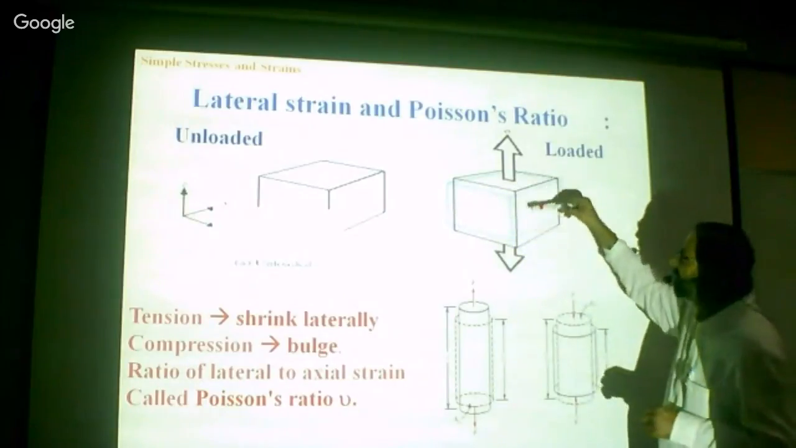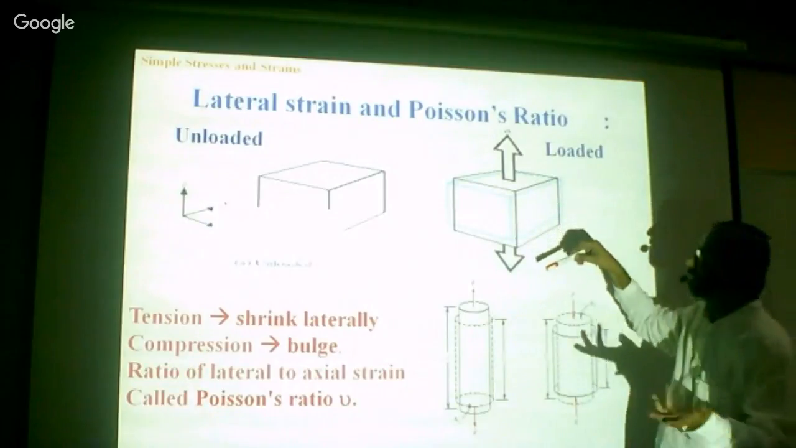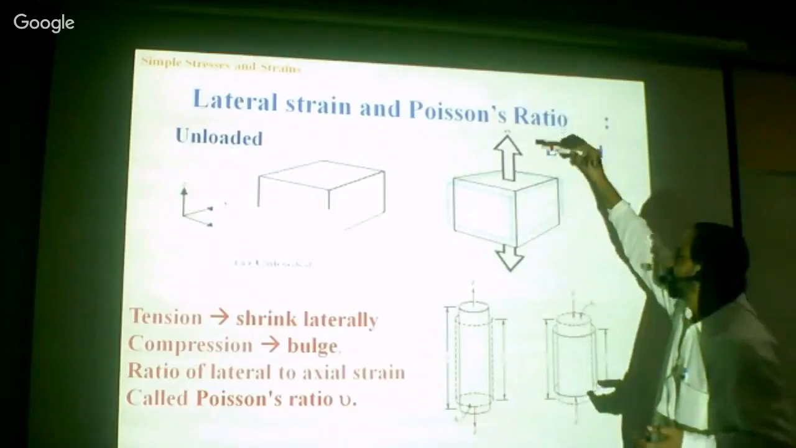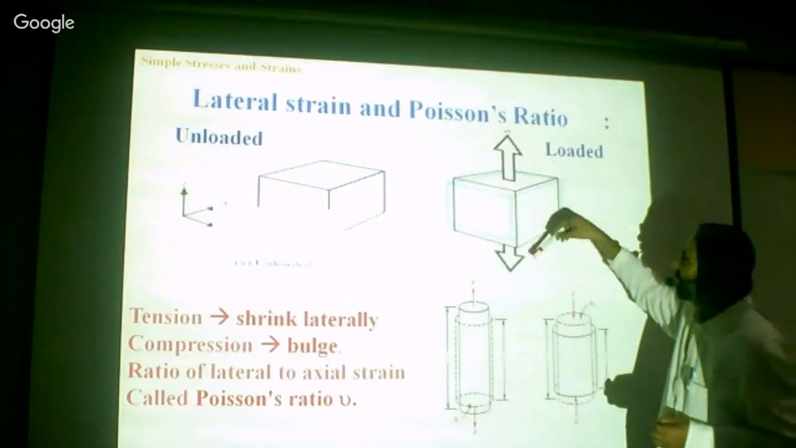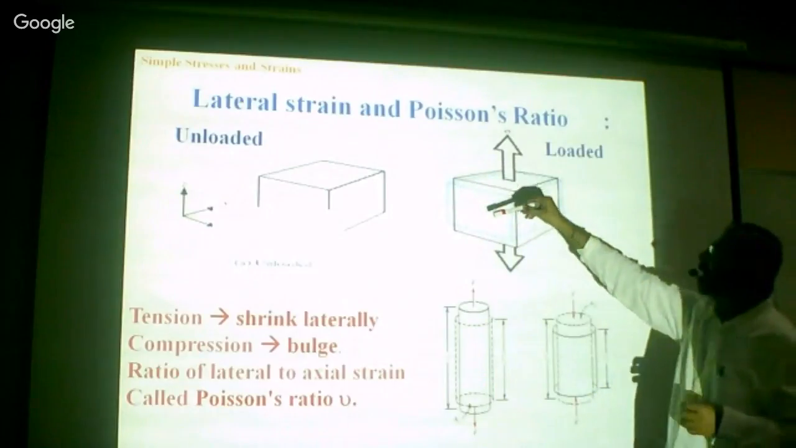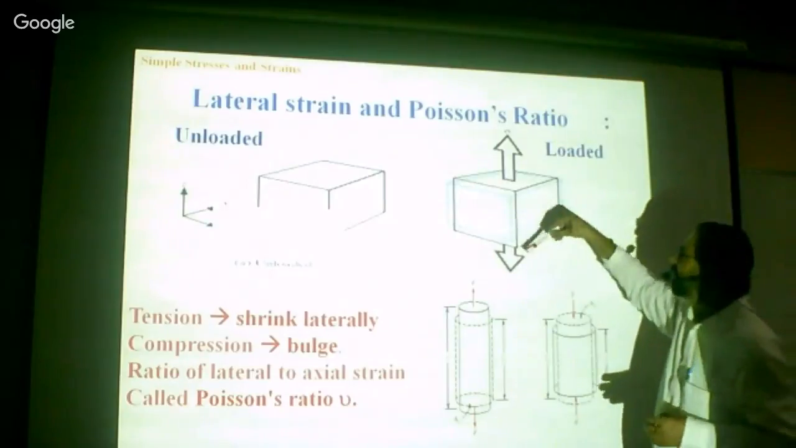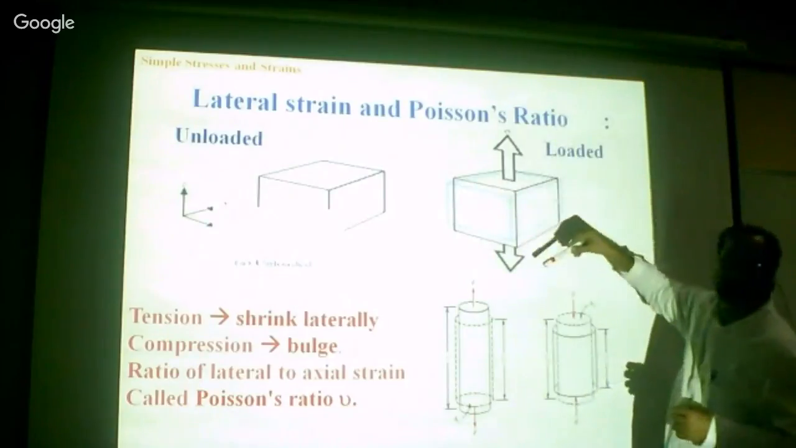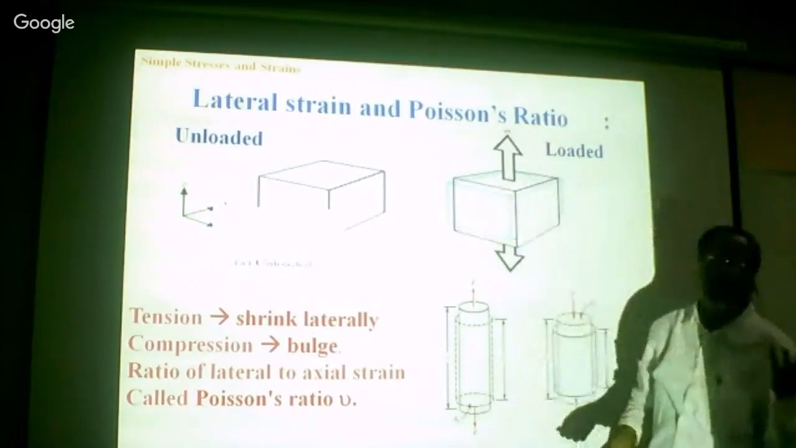Lateral means perpendicular to linear. Lateral is the cross direction, the transverse direction, while the other is the linear direction. Now this cube has length, breadth, and width. There are three dimensions. This one is linear, because the application of load is in this direction. Therefore it is the linear direction. The other two directions are lateral directions.